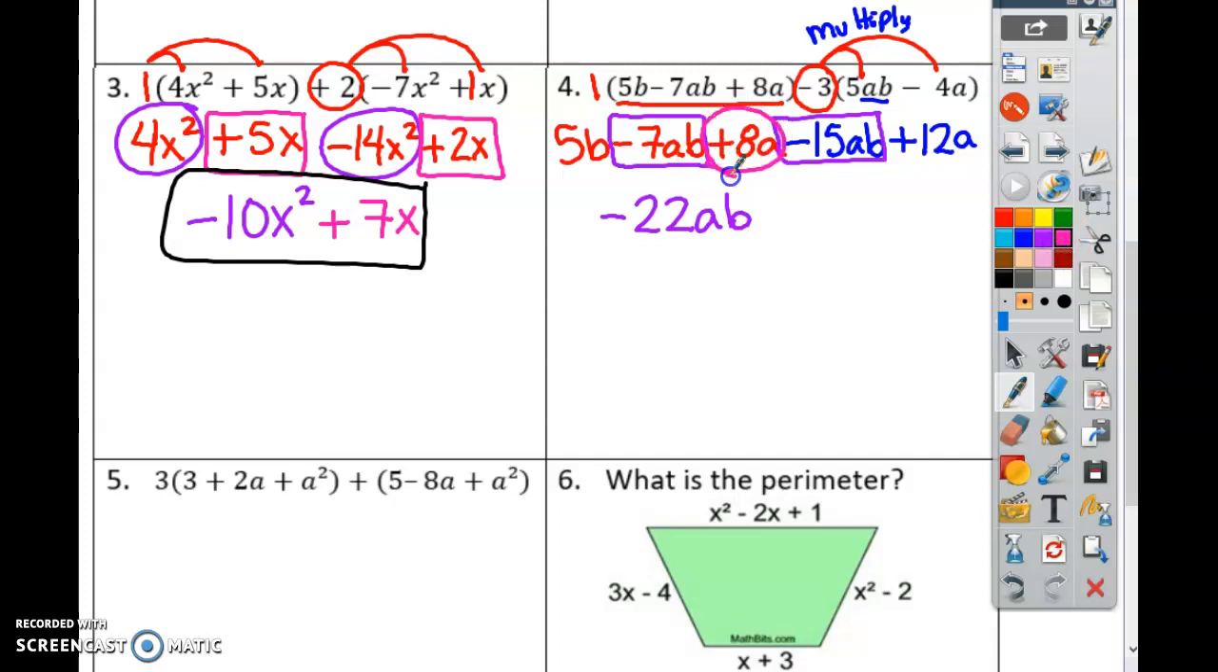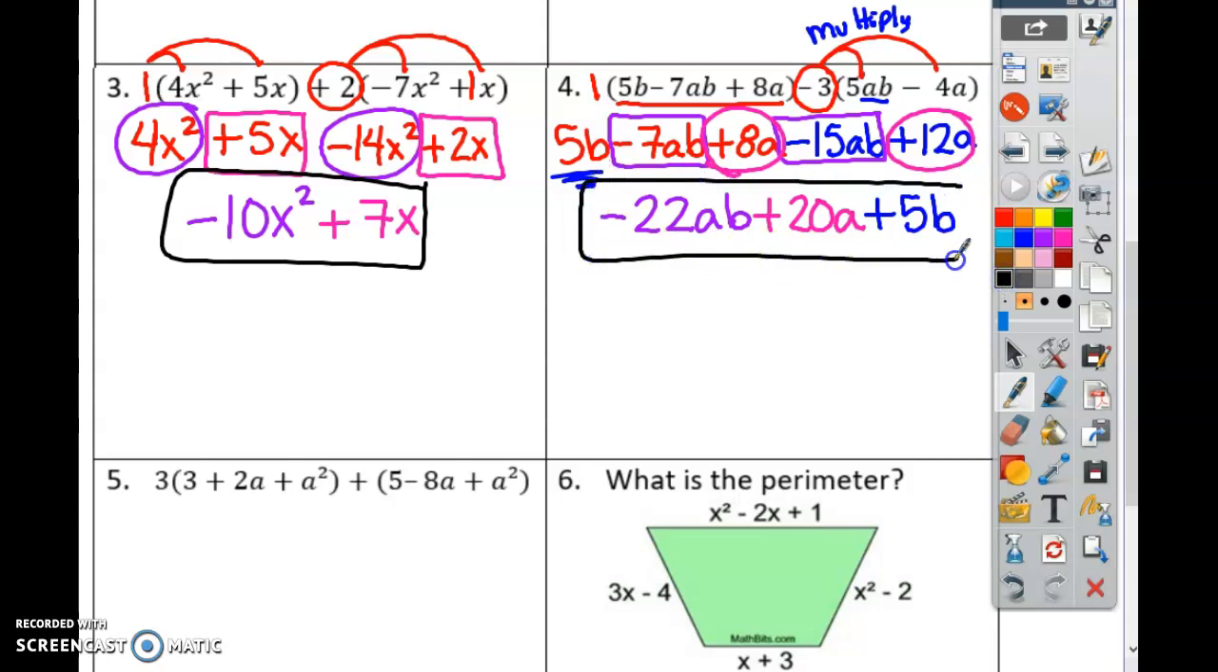This one goes with this one. You add them. What's 8 plus 12? 20. So positive 20a. And then this one just comes down. Positive 5b. Because there's nothing to combine. It's by itself. So this is your answer. Okay?